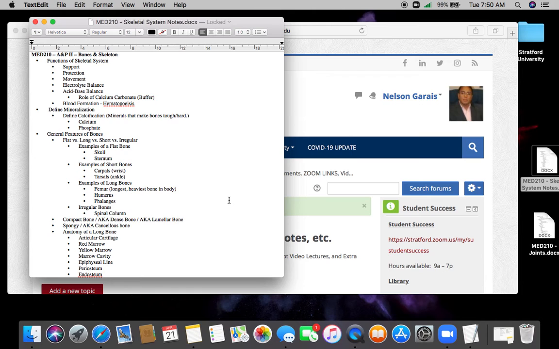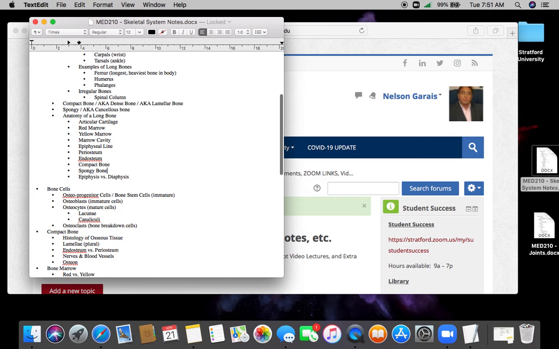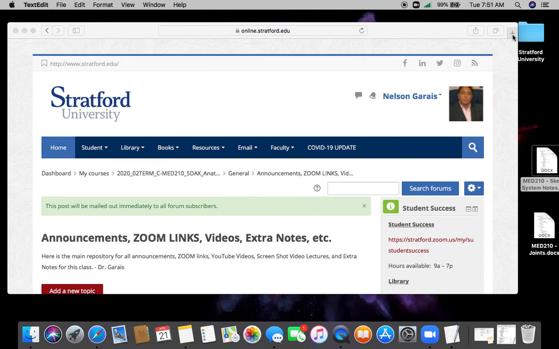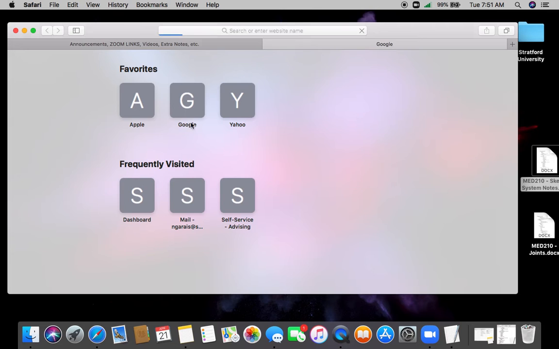That's it. All right. So there are some general features of bone, and let's look at the anatomy of a long bone, because it's the most typical. So let's look at the typical cross section of a long bone.